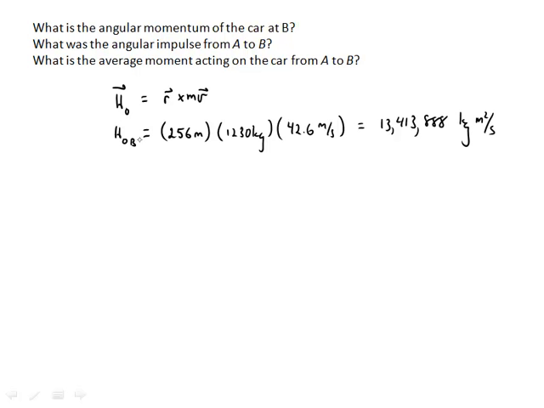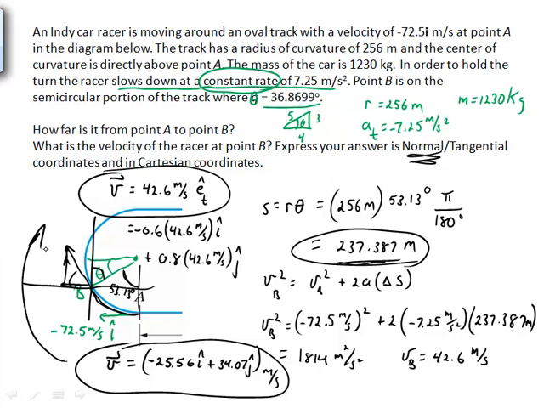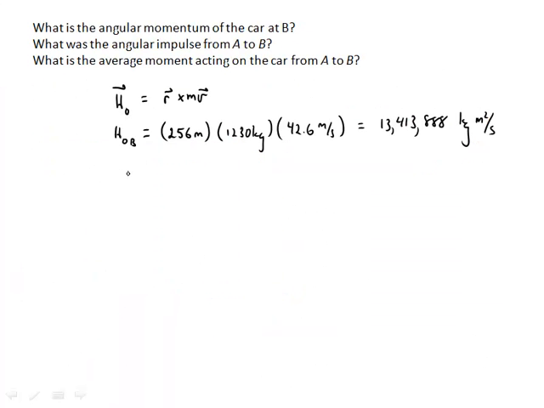Now, how do I get away with not worrying about the vectors? Keep in mind mv, v tangential, all of these are tangential, is always perpendicular to the radius vector. And since they're perpendicular, the magnitude is just going to be rmv. Now what about the direction? Since I'm going around in a counterclockwise direction, that would indicate to me then that H0B was equal to minus 13,400,000 kilogram meters squared per second in the k-hat direction. Right-hand rule, curl your fingers in that direction on your right hand, and your thumb is going to point into the board, or into the screen.